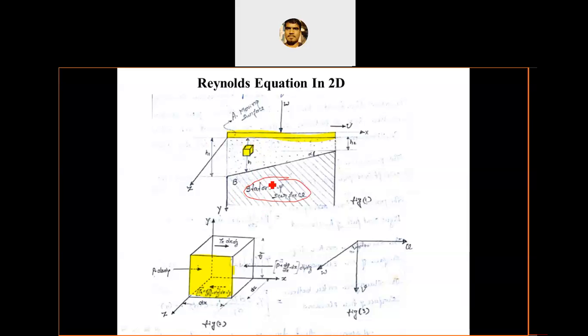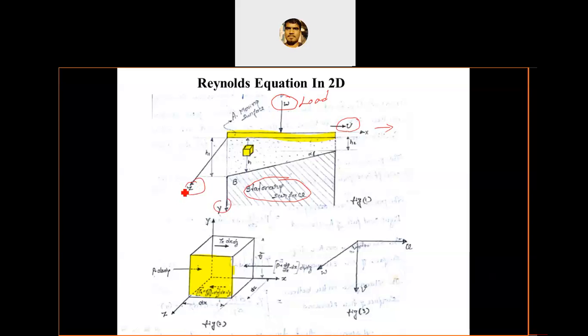The surface A is moving with a constant velocity u, in the direction of x. This surface is loaded with a vertical load W. This is called the load. The coordinate system is as shown in the diagram: the x direction, y direction, as well as the z direction.